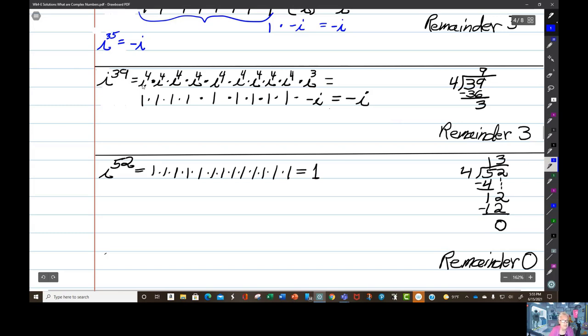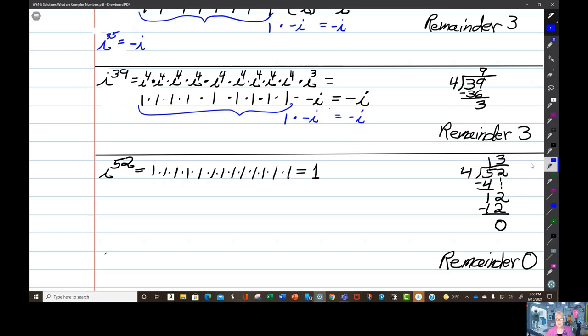How boring. i to the 4th times i to the 4th, nine times, times i to the 3rd. There are 9 of these: 1, 2, 3, 4, 5, 6, 7, 8, 9. There are 9 i to the 4ths, which give you 1 times 1 times 1 and so on, which is 1. i to the 3rd is negative i. So again, we've got 1 times negative i, which is negative i. i to the 39 is negative i in disguise.